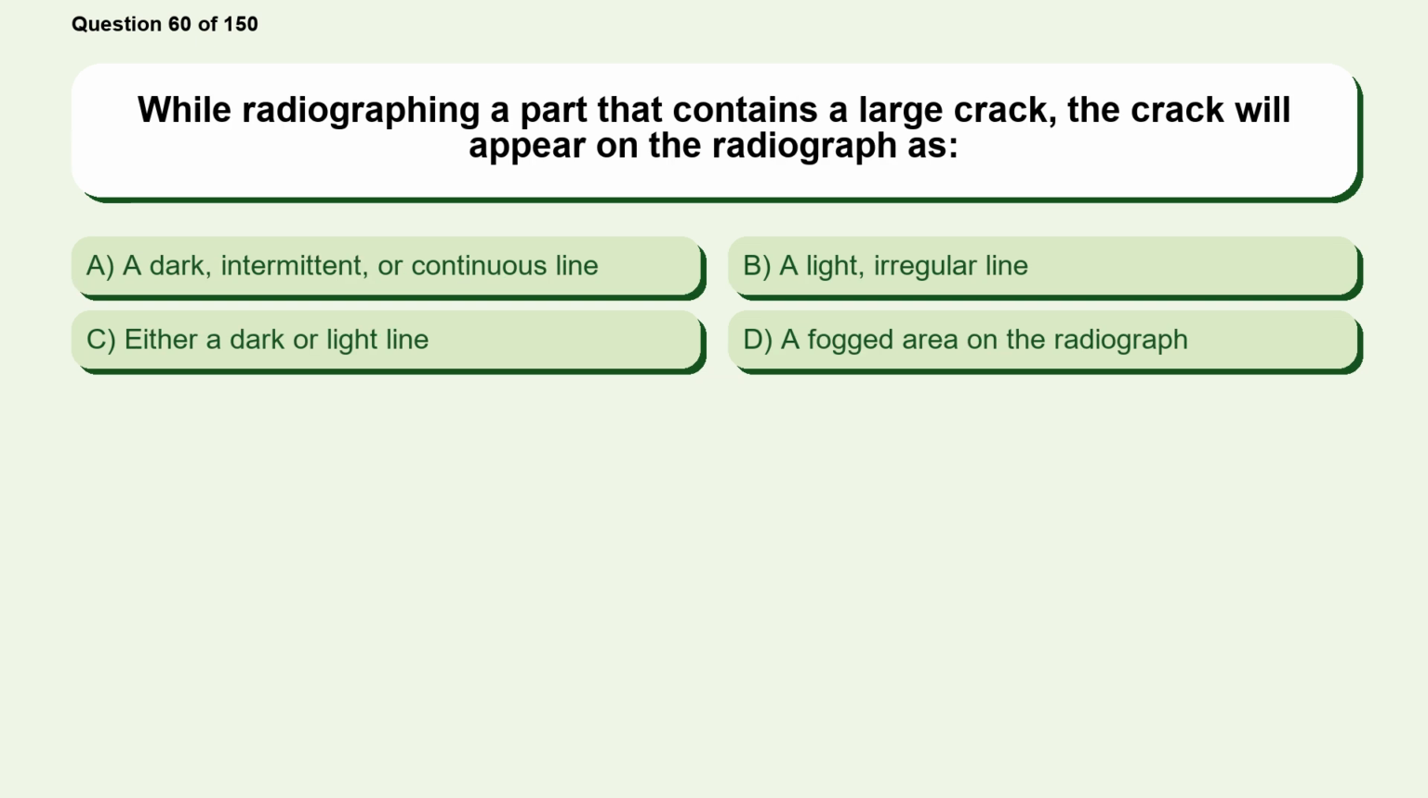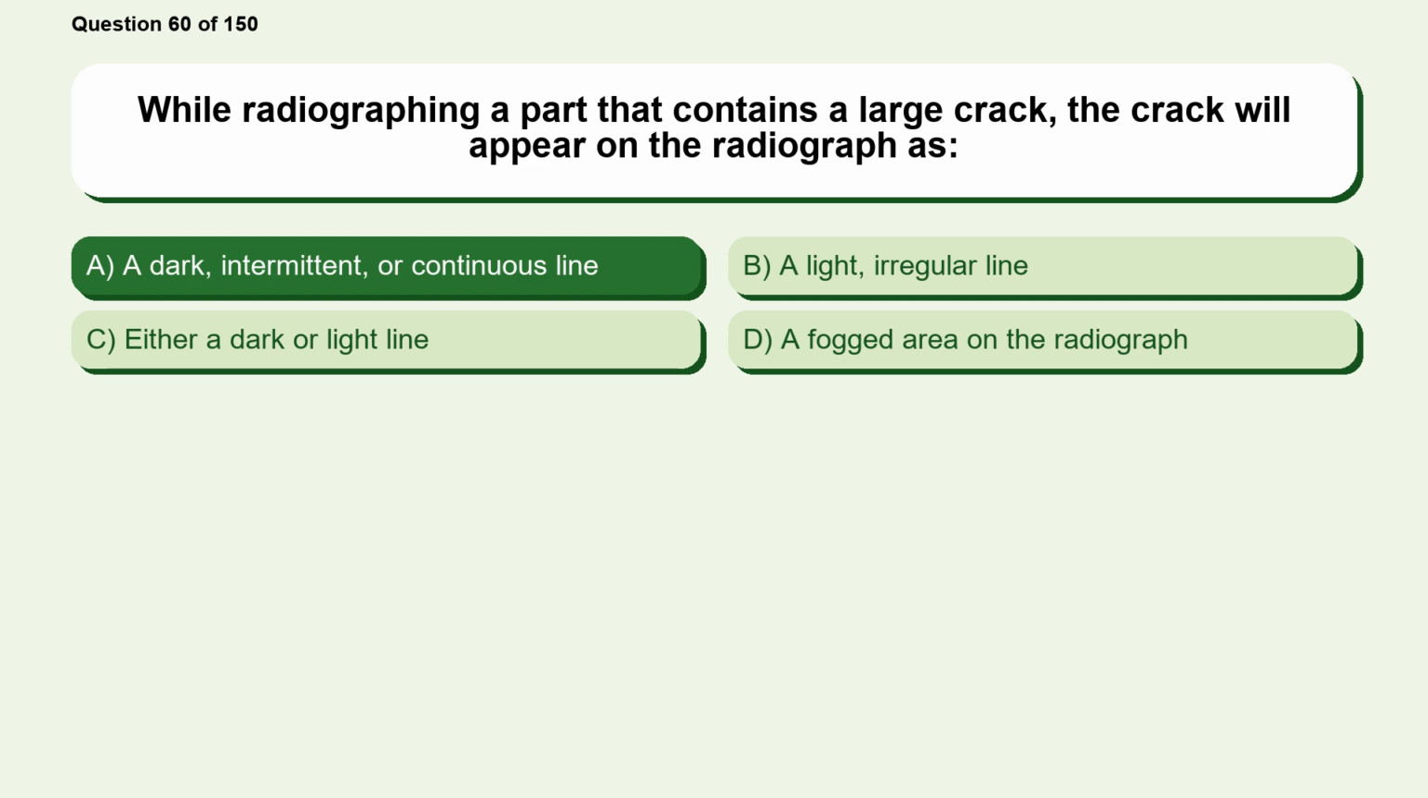Question 60. While radiographing a part that contains a large crack, the crack will appear on the radiograph as: Option A, a dark, intermittent, or continuous line. Option B, a light, irregular line. Option C, either a dark or light line. Option D, a fogged area on the radiograph. The correct answer is option A, a dark, intermittent, or continuous line.